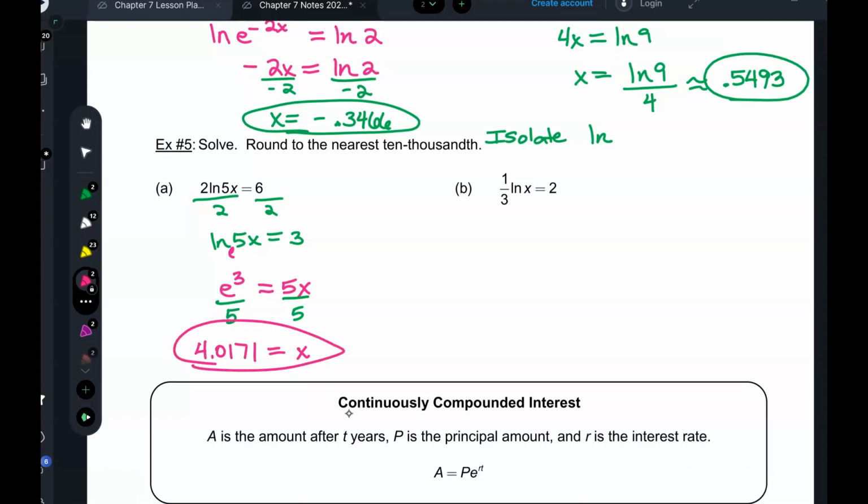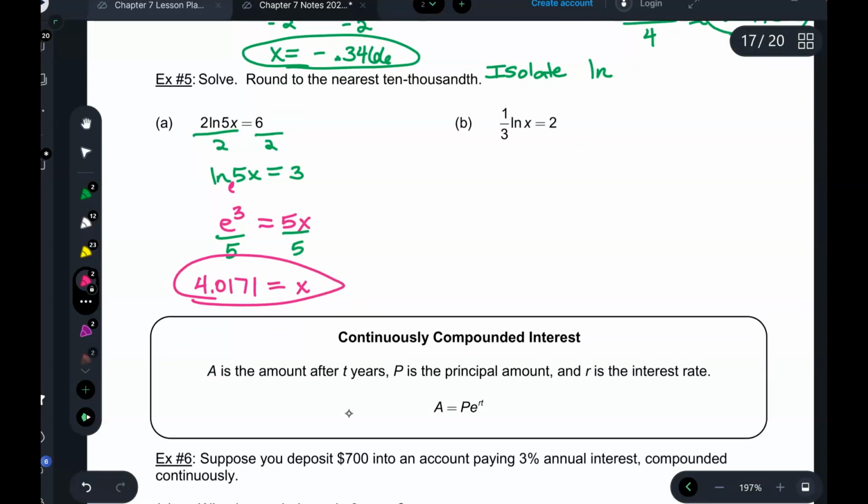That's what I was saying: a lot of this is just repeating stuff that we've done before. It just looks different because we're introducing this new concept of the natural log and the base e. What do we do on the next one? Multiply by 3. So I have natural log of x equals 6.